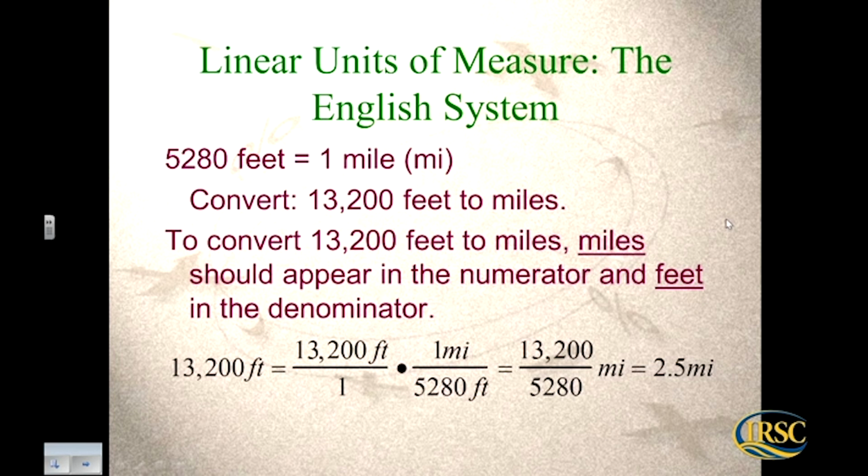And so the feet cancel, telling us that we're going to divide 13,200 by 5,280. Okay, so you guys are probably familiar with miles and how it's given. And typically with miles, we do use decimal values. And so, whatever's the most familiar with those units is probably what you're going to be asked to give. So here it would equal 2.5 miles.